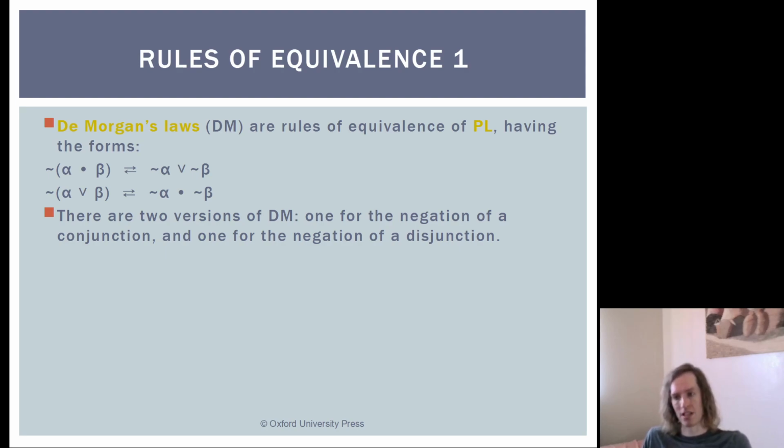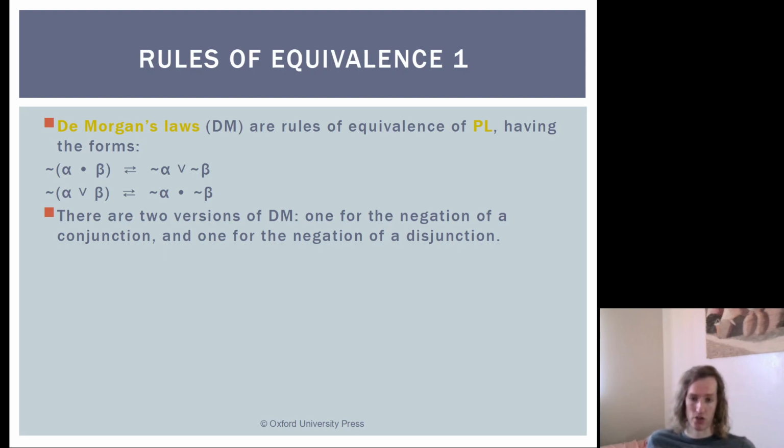So the second example is it's not the case that alpha or beta. Because this is an inclusive disjunction, if it's not the case that alpha or beta, then this means that we have neither alpha nor beta. It can't be either one and it can't be both of them. So we can express this also as it's not the case that alpha and it's not the case that beta. So from it's not the case that alpha or beta, we can get to it's not the case that alpha, and it's not the case that beta.